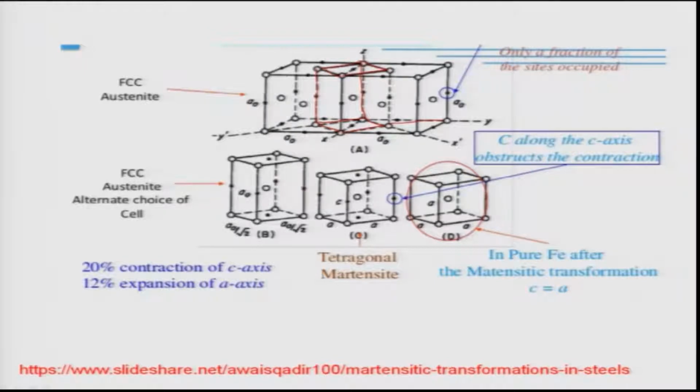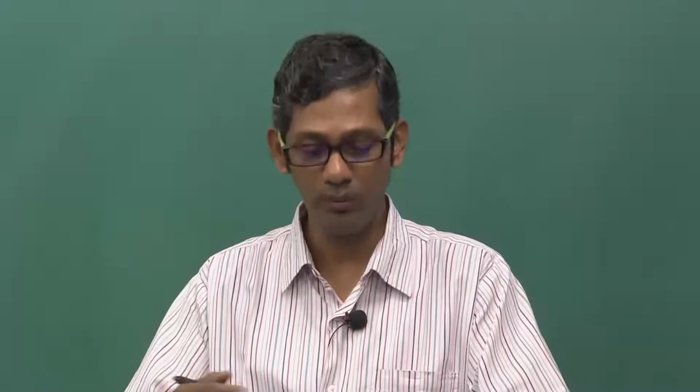That is, they are sitting along the 001 directions. All the 001 directions will be occupied by the carbon atom at the central positions, and these are the atoms which undergo shuffling, or rather these are the atoms which undergo movement during this transformation of austenite to martensite. So that is one important part you have to remember. It is not the iron atoms which are undergoing shuffling or movements because of this transformation. Only the carbon atoms, being small enough, are easy to move by application of the forces.